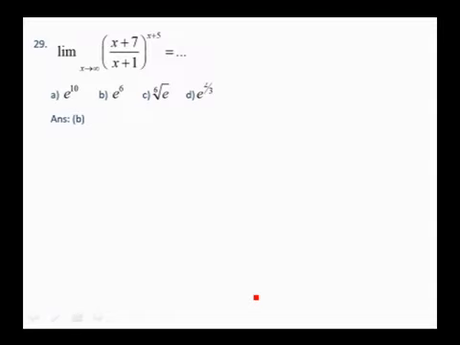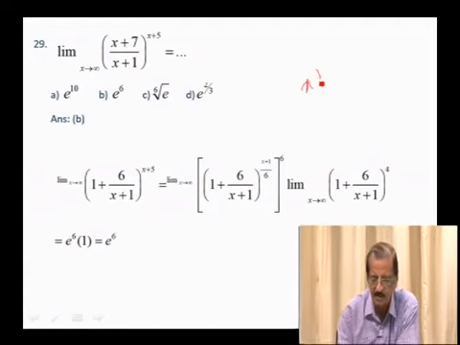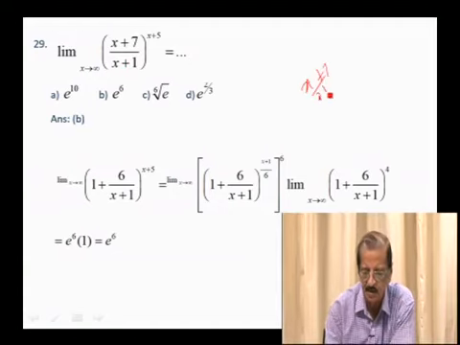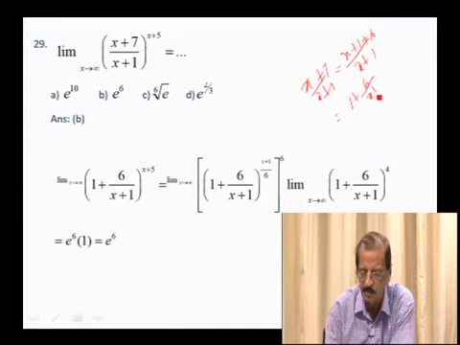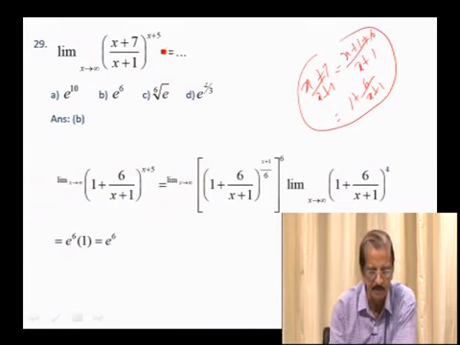Limit as x tends to infinity of (x plus 7 over x plus 1) whole to the power of x plus 5. So here I can rewrite this, if you write x plus 7 as x plus 1 plus 6 over x plus 1, I can write this as 1 plus 6 over x plus 1. So it is (1 plus 6 over x plus 1) whole to the power of x plus 5.